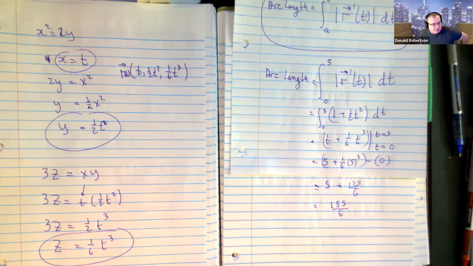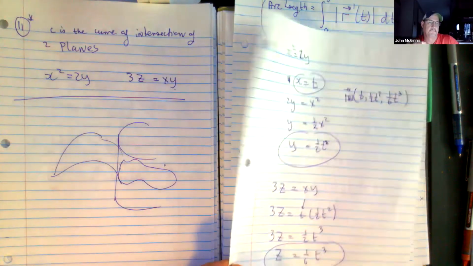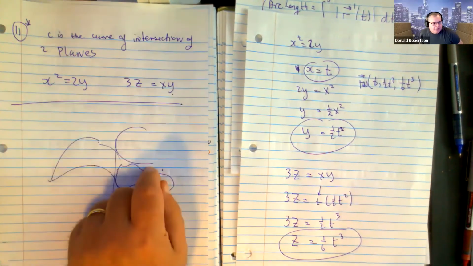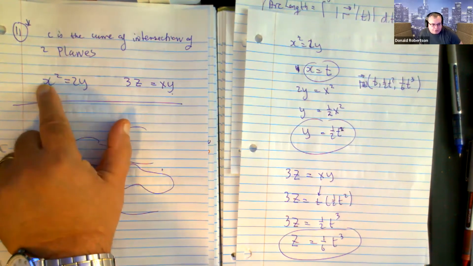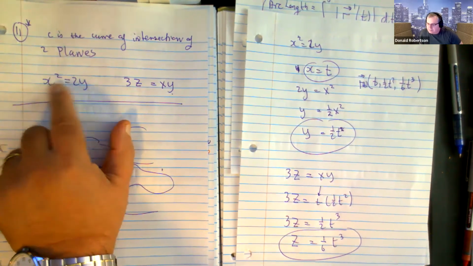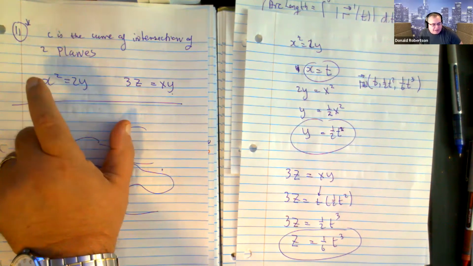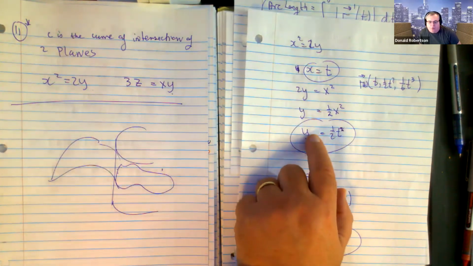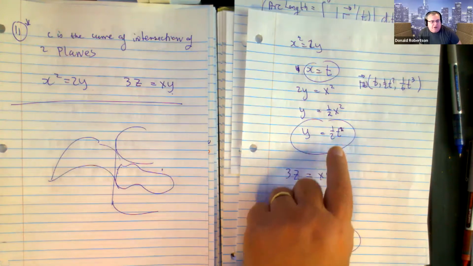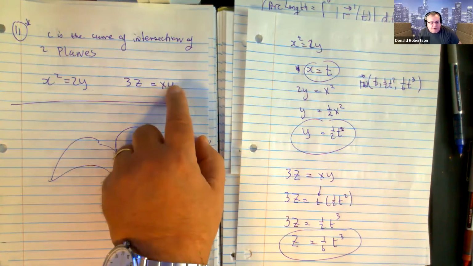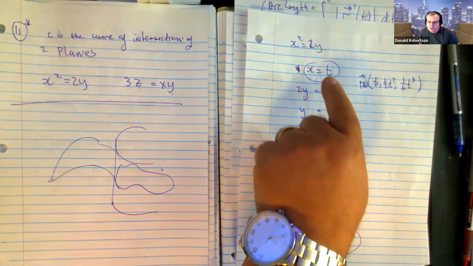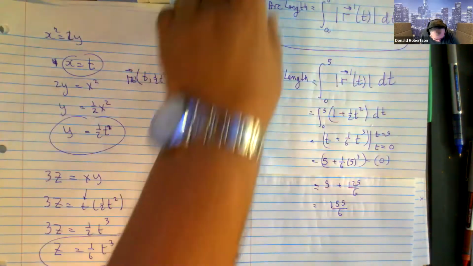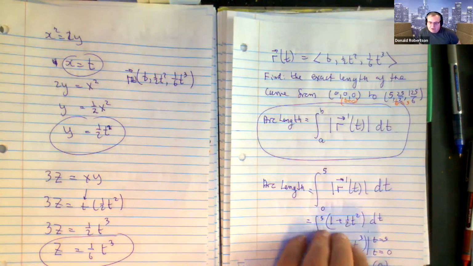So the trick to doing this question was to realize that you can find the intersection of two planes, this plane and that plane, by taking the equation that only has two variables and making one of them t. It doesn't matter which one, but if we make x equals t, then y would be 1/2 t squared. Then you can use the x and y in terms of t to get z. Now you have your space curve, the x, the y, and the z. And from the space curve, we can find the arc length.